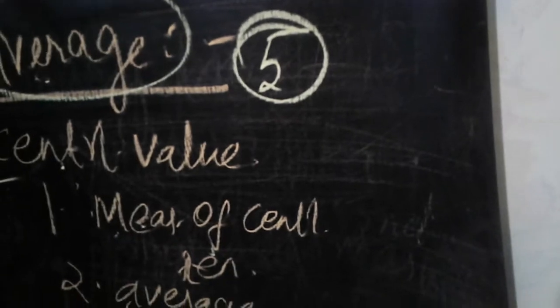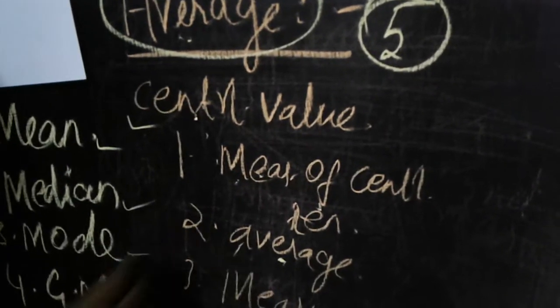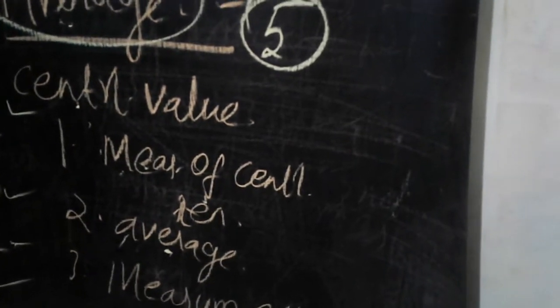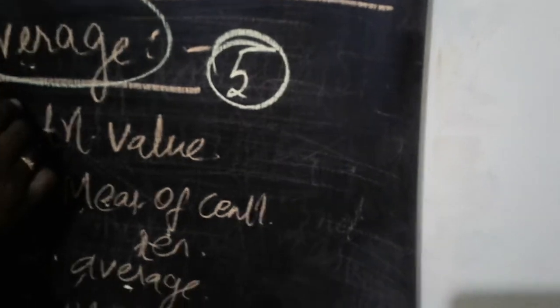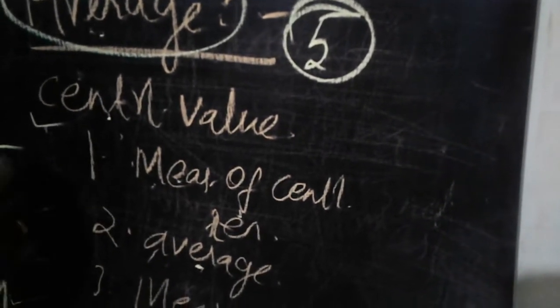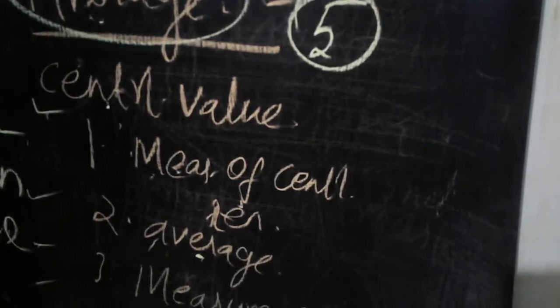The five important things are, first one, mean. Second one, median. Third one, mode. And next one, geometric mean, GM. And next one, harmonic mean, HM. Mean means it is nothing but average. Median means the middle most value, we calculate the median. Mode means the most repeated value, we call it the mode.